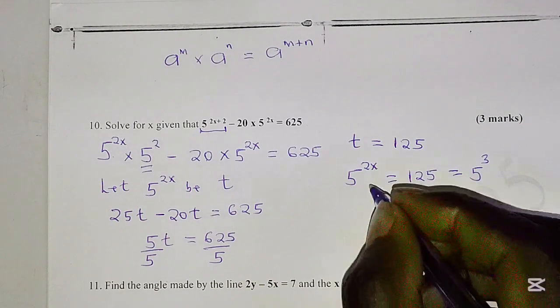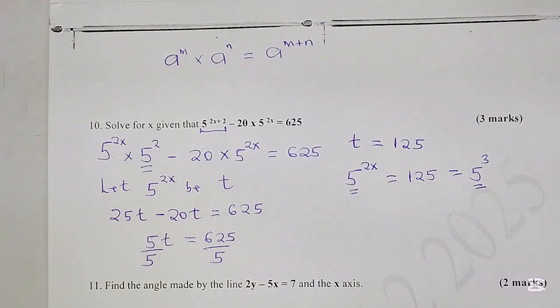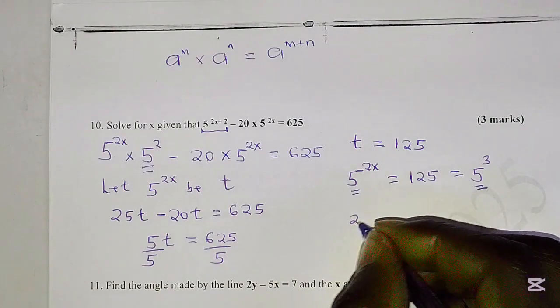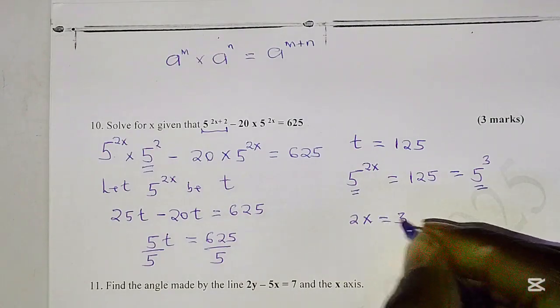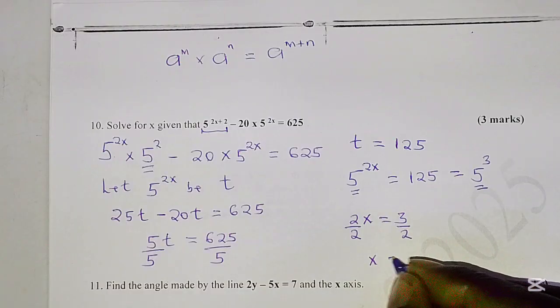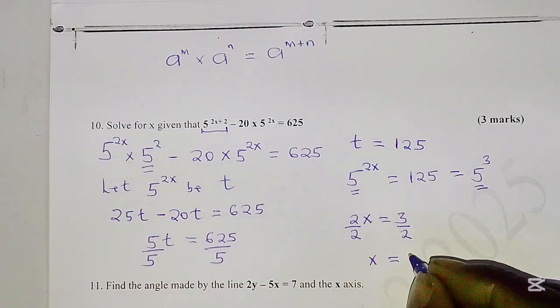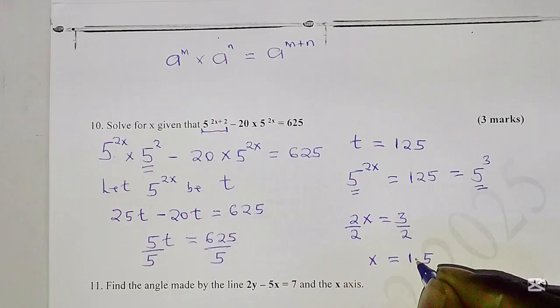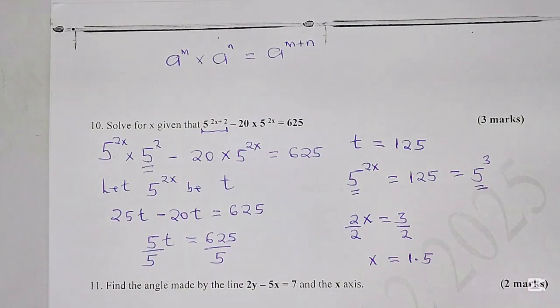So if the bases are the same, then we equate the powers. So it means that 2x equals 3, divide here by 2, divide here by 2, and find the value of x. If you divide 3 by 2, you get 1.5. The value of x is 1.5.